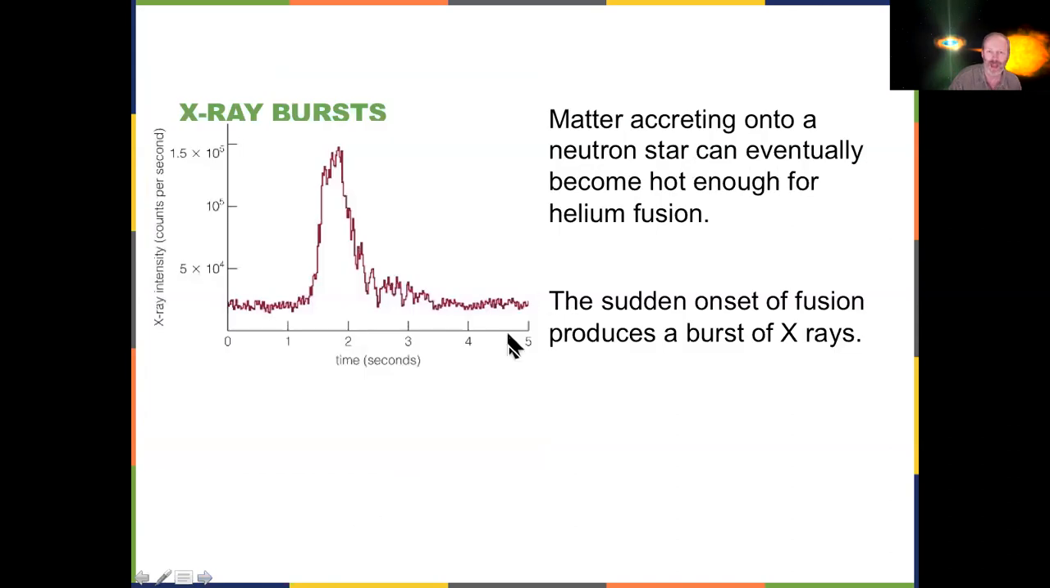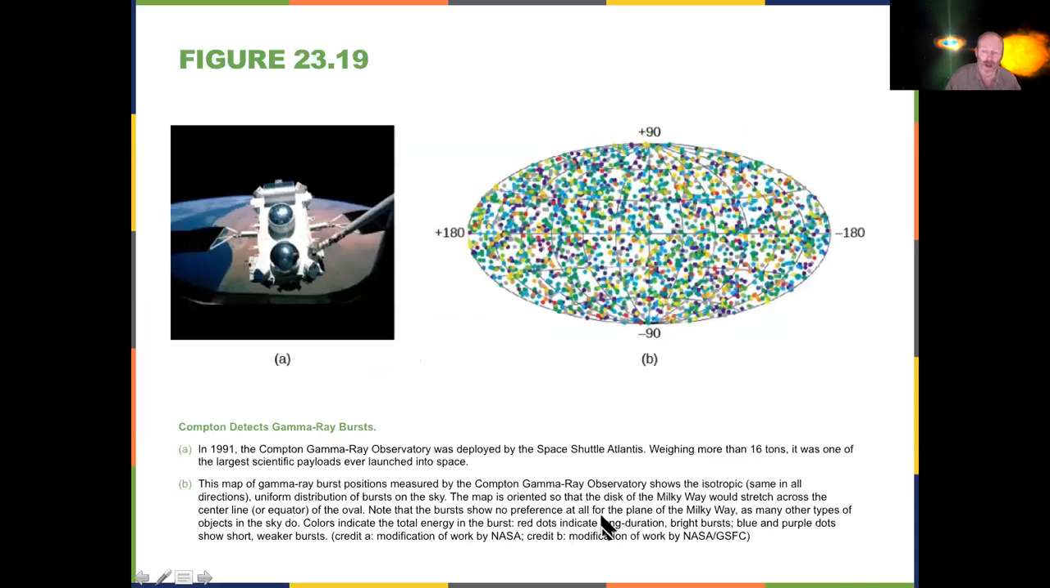So a lot of this happens, and we will have our X-ray bursts. That's one of the things that we see with the Chandra Observatory. We have a lot of data from that. They also can generate gamma ray bursts, and we have the Compton Gamma Ray Observatory for use for that. It's one of the NASA Great Observatories as well.